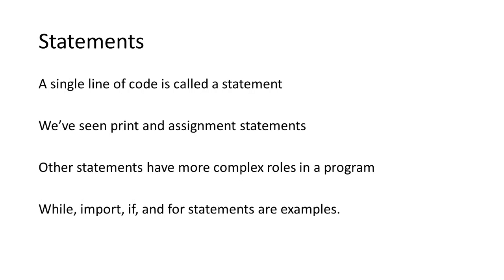In a program, a single line of code is called a statement. We've seen several types of statements, notably the print and assignment statements. Other statements have more complex roles in a program. Some examples are while, import, if, and for. Each of these statements has a different purpose, and many of these actually create what's called a code block, which can contain many additional lines of code.